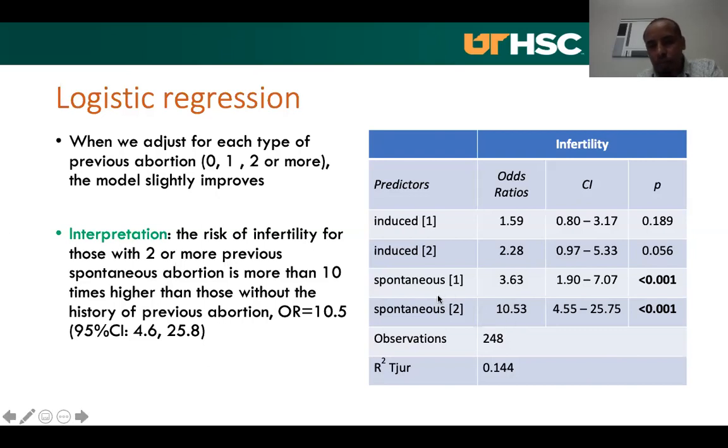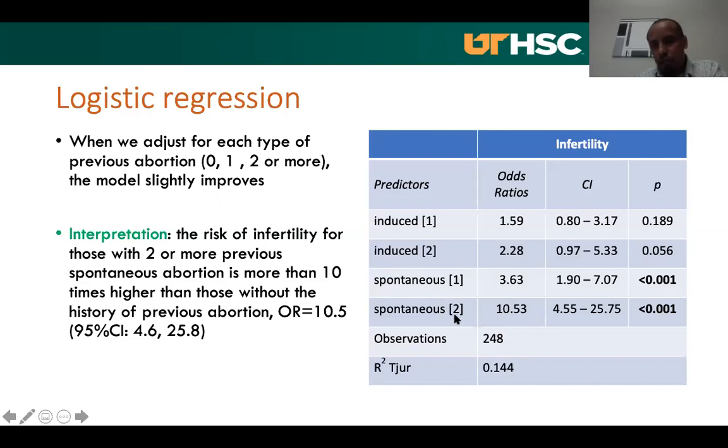So when we look at the spontaneous abortion, history of 1 previous spontaneous abortion as compared to no previous spontaneous abortion, there is about 3.63 times the risk of infertility. And that is statistically significant, with the 95% confidence interval for the odds ratio ranging between 1.90 and 7.07. And the p-value is also less than 0.001.